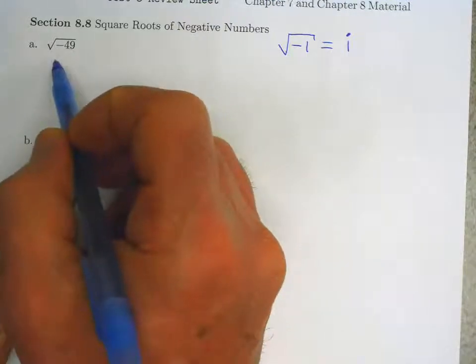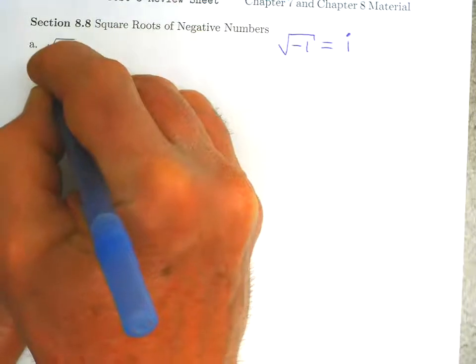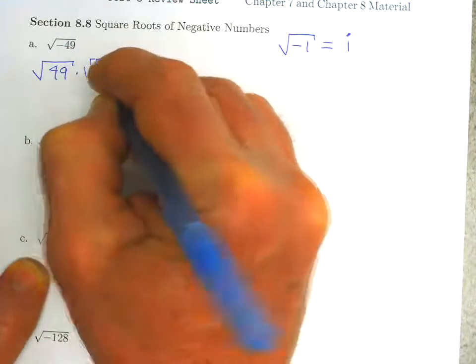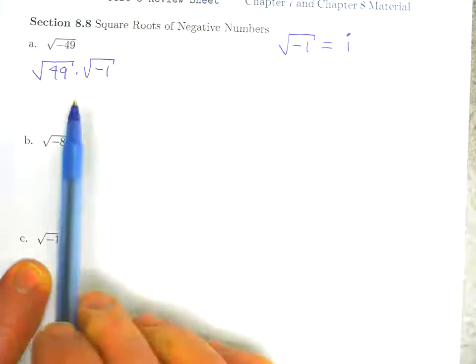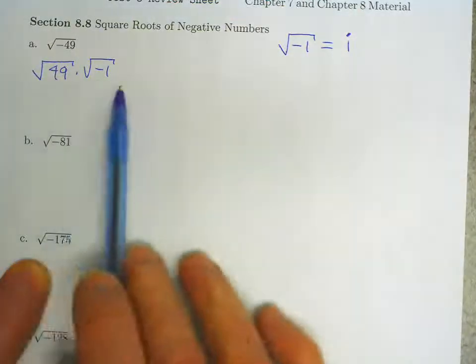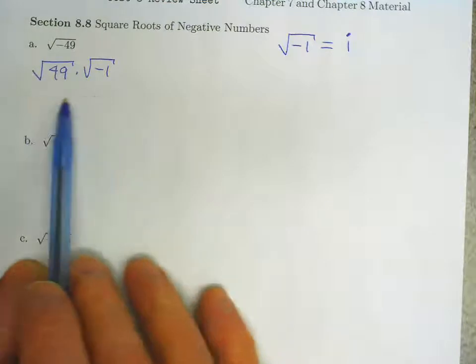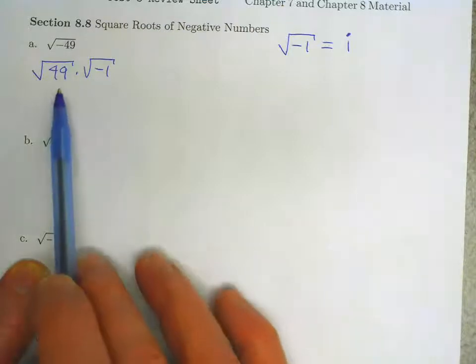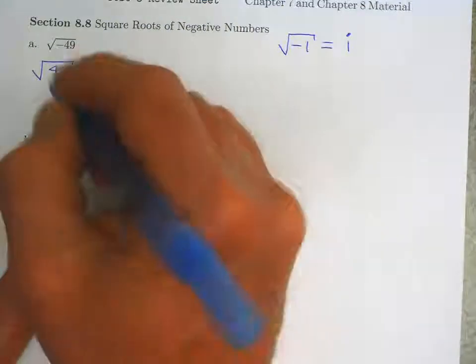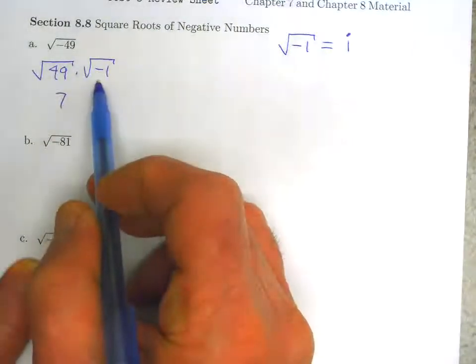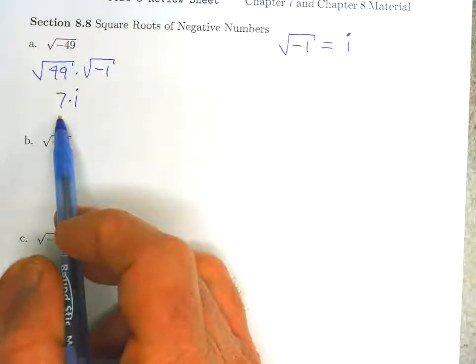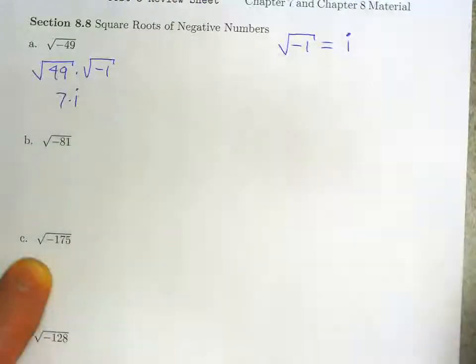Okay, so the square root of -49, think of that as the square root of 49 times the square root of -1, because the product property of radicals says we can write a product of radicals. So the square root of 49 is 7, and then we replace the square root of -1 with i. So the answer is 7 times i, or just 7i.